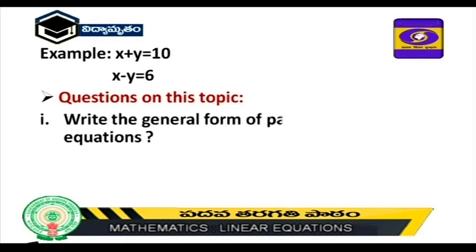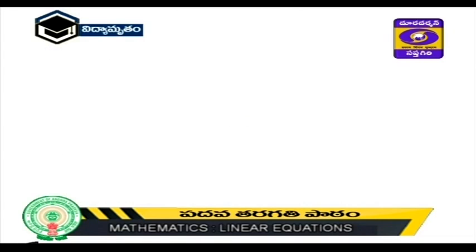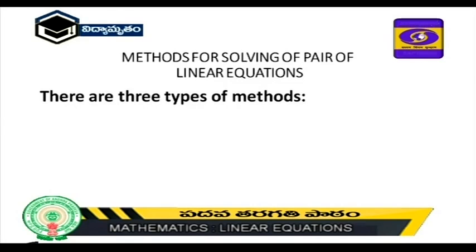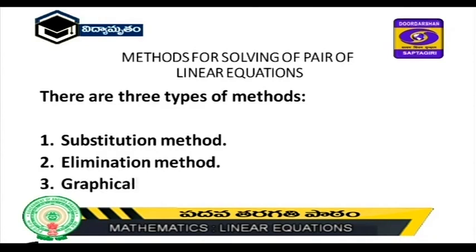The question on this topic is: write the general form of a pair of linear equations, and write the condition when a1x plus b1y plus c1 equal to 0 and a2x plus b2y plus c2 equal to 0 represent a pair of linear equations. Next, these pair of linear equations can be solved by using some methods. Three types of methods are there. Number one is the substitution method, second one is the elimination method, and the third one is the graphical representation method. Another method is also there, but it is not mentioned in your 10th class standard.